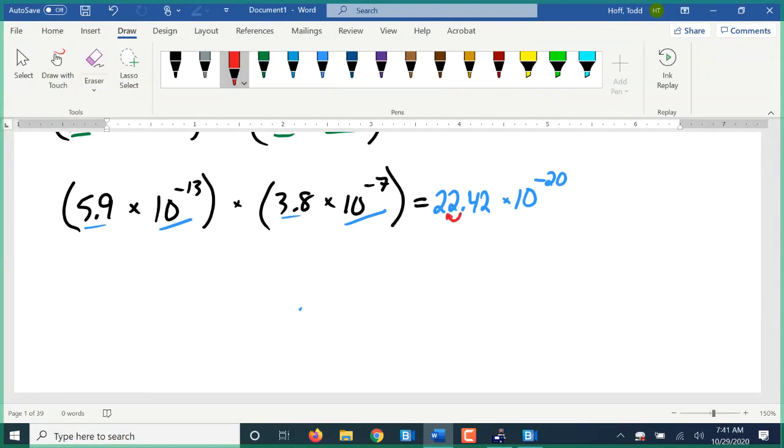I have to move that decimal point over because there's 2 decimal places in front of the decimal right now. That'll be 2.242. That number got smaller, so the count got smaller, the name gets larger. Negative 20 plus 1 is a negative 19. So 2.242 times 10 to the negative 19.